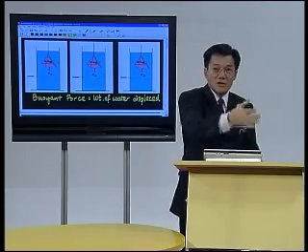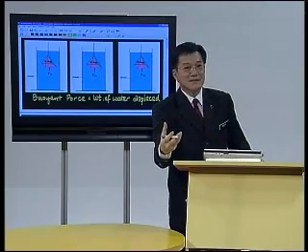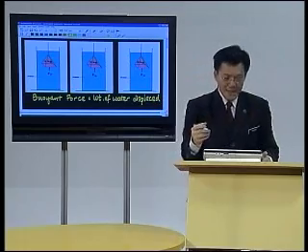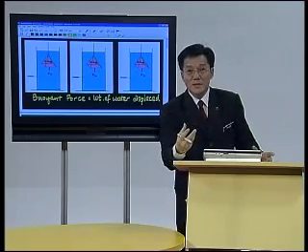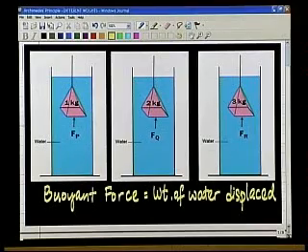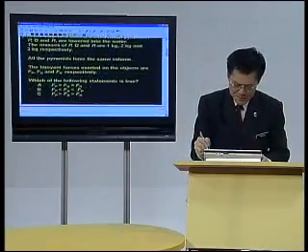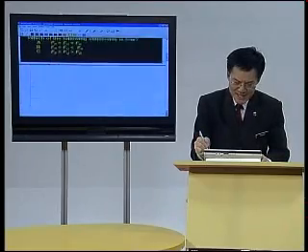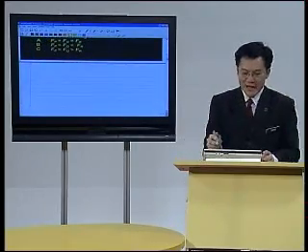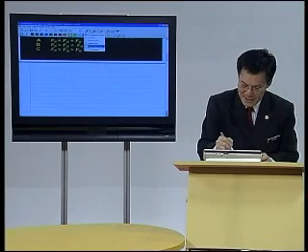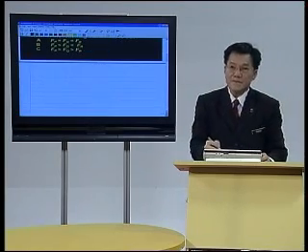And since the volume of the water displaced is the same, it means that the mass of the water displaced is the same. It also means that the weight of the water displaced is the same. Now, once you have got this, let me just summarize for you over here. Alright, in this case, we are familiar with the diagrams already. Let me just summarize it in writing.